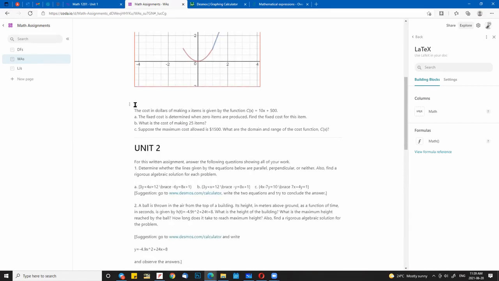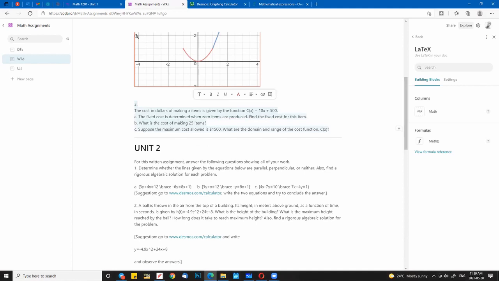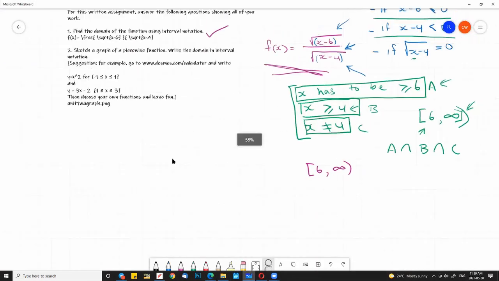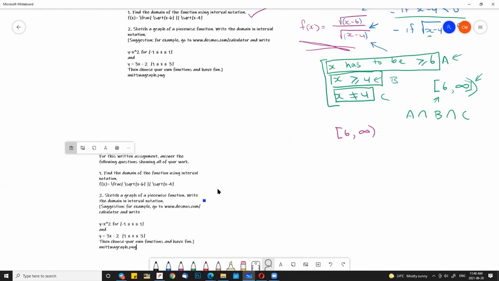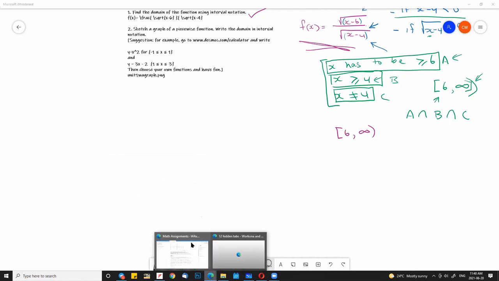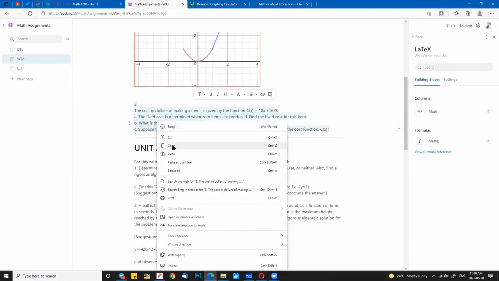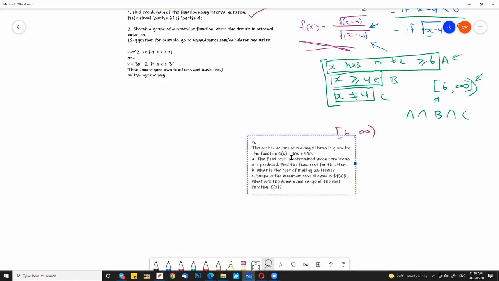I didn't copy this one. The cost in dollars of making x items is given by this function. Let me copy it real quick. Paste it in here. Trying to be quick. Copy, paste. Okay.